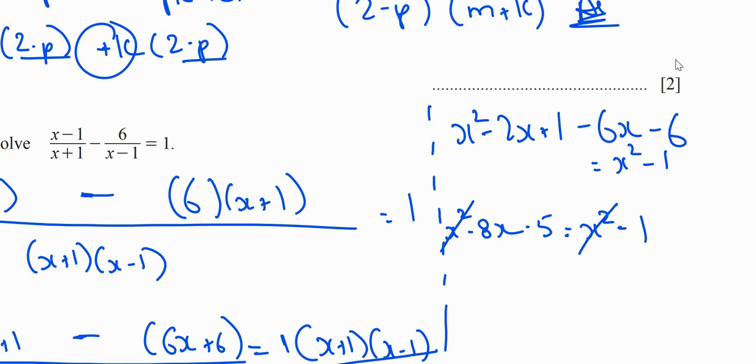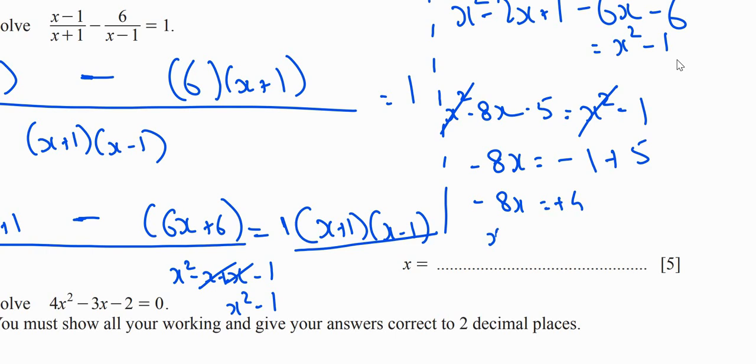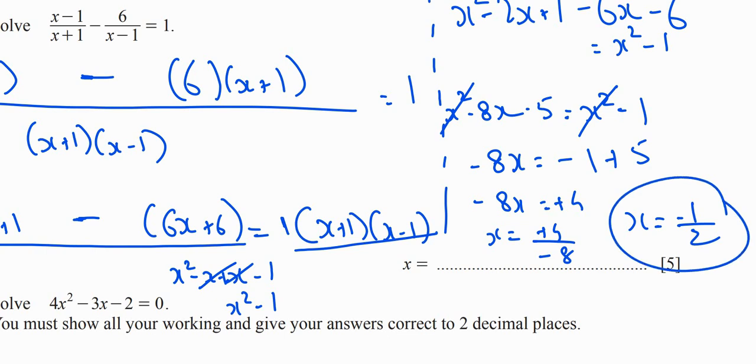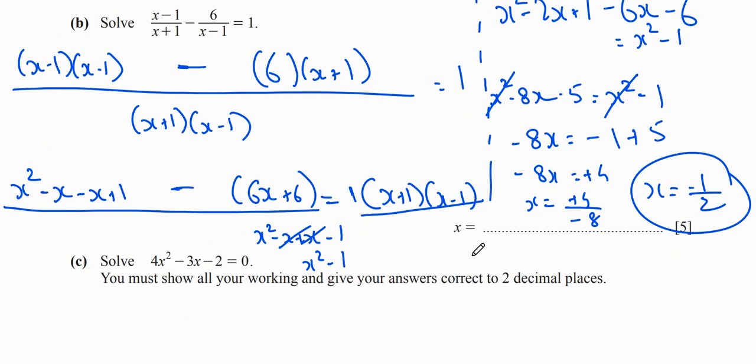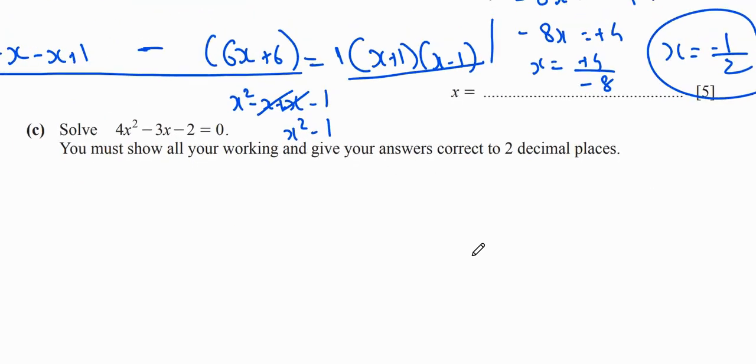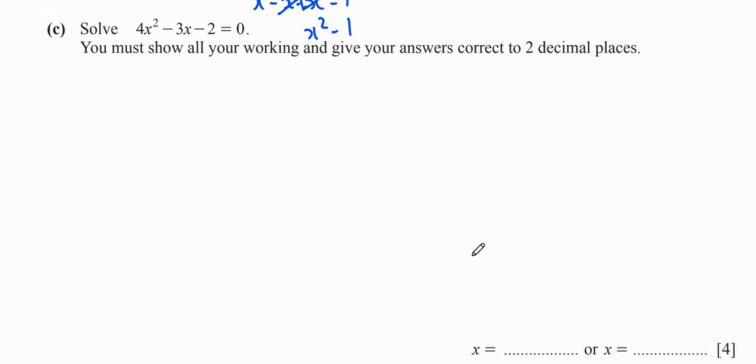X squared gets cancelled out, and negative 8x is equals to negative 1 positive 5. Negative 8x is equals to positive 4. X is equals to positive 4 divided by negative 8. X is equals to negative 1/2. This is your answer.